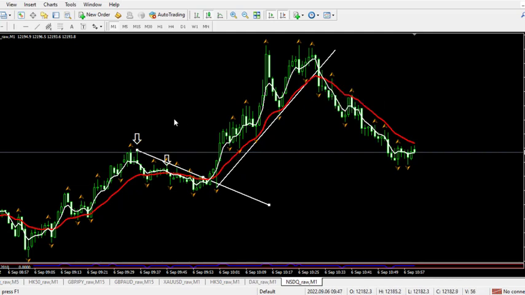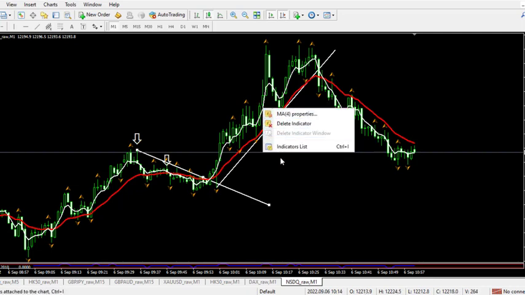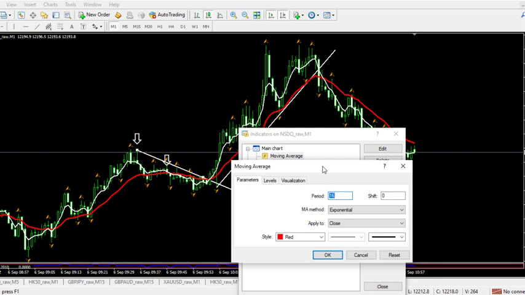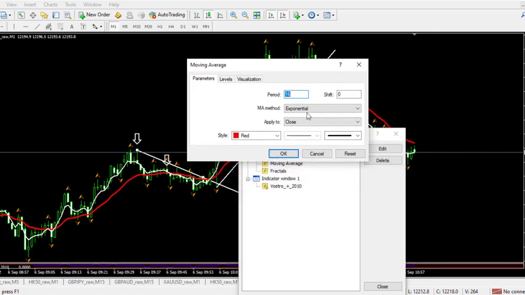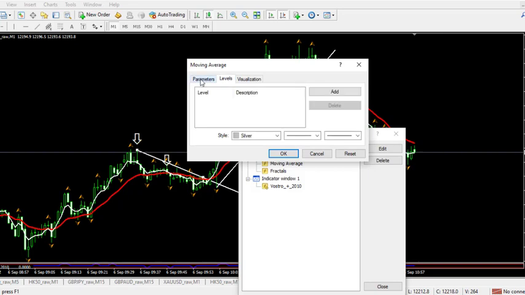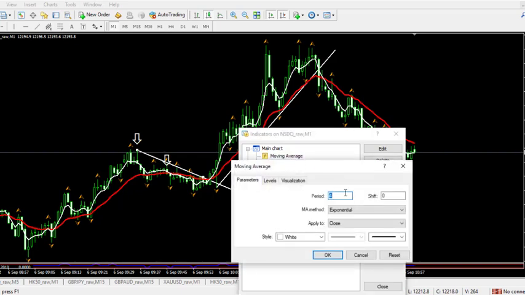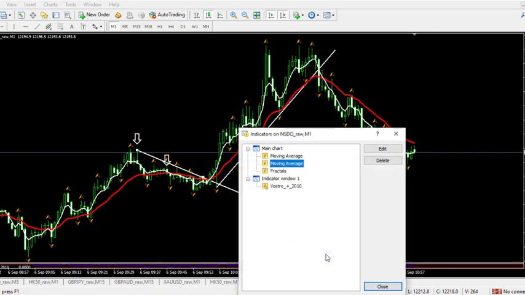So what is the value for these moving averages? The first one that I use, the value is 16, and that's the red color. 16, then MA period is exponential, shift is 0, and apply to close. So I do not need any level. Once you've done that, just click OK. And the second moving average I use is 4, shift 0, MA period is exponential, and apply to close. I use white color. So that's the two moving averages that I use.